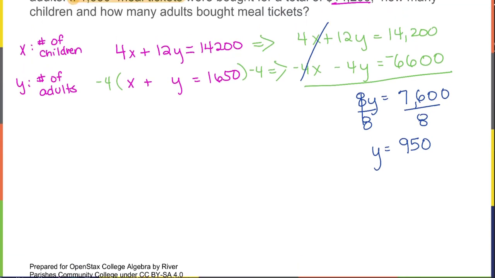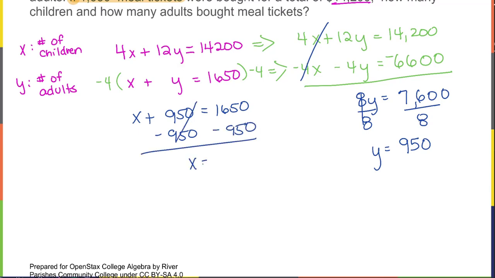x plus y is really x plus 950, should equal 1,650. If I subtract 950 on both sides, I get 700. So there are 700 child tickets and 950 adult tickets.